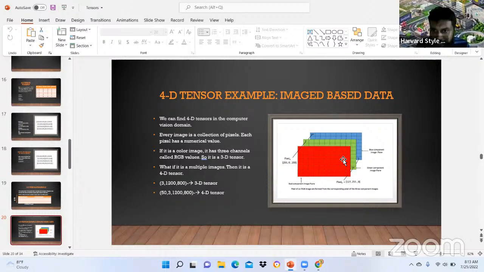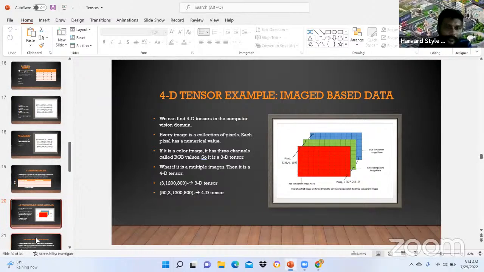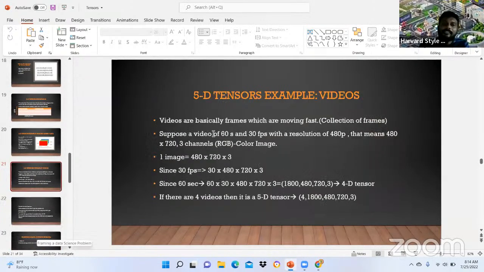This was a 3D tensor, but you want a collection of these as well. That means it is a 4D tensor. I think you guys understood that one. Now we'll consider 5D tensors. The best example of 5D tensors is videos, guys.